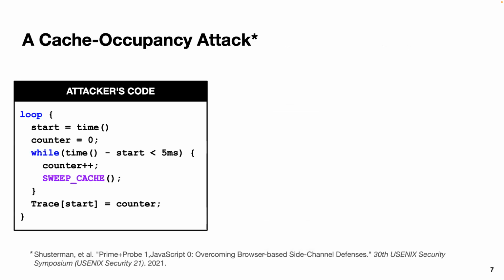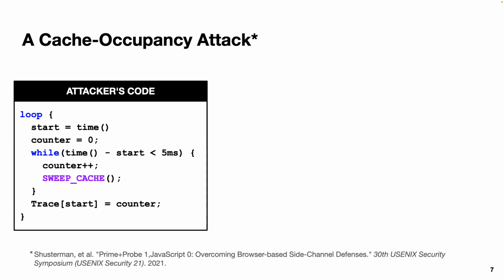This is the specific existing attack we're going to analyze today, and it's a cache occupancy attack. We've put the attacker code on the left-hand side of the slide, and as you can see, the code is pretty simple. You have an outer loop that constantly runs. Inside of this loop, we first initialize a timer and then a counter. Then you have a second inner while loop that measures 5 milliseconds. Inside of this inner loop, the attacker increments a counter and performs some cache sweeps.